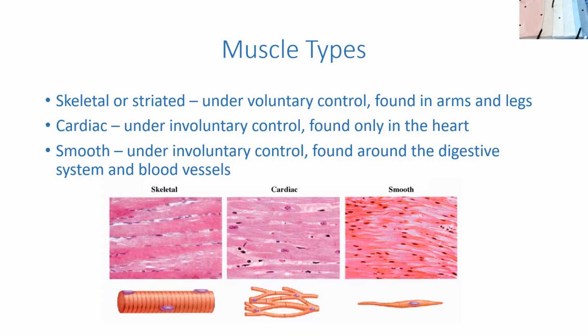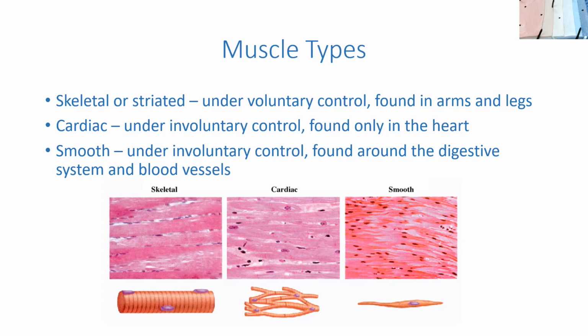Cardiac muscle is involuntary. We have no control over our heart. The heart controls itself. The heart has one characteristic similar to skeletal muscle in that it is also striated. Cardiac muscle, of course, is found only in the heart.